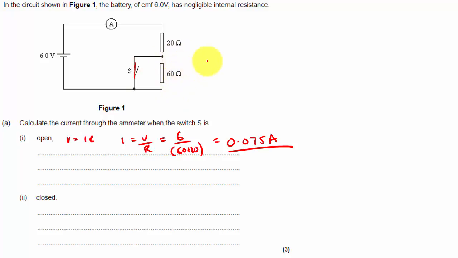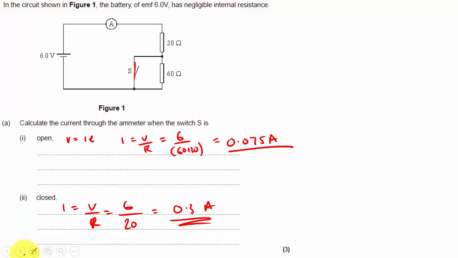So now really what we've got is a circuit with 6 volts. So we're going to work out I again. I equals V over R. We've got 6 volts, but this time the resistance is only 20 ohms. And when calculated, this gives me a value of 0.3 amps.